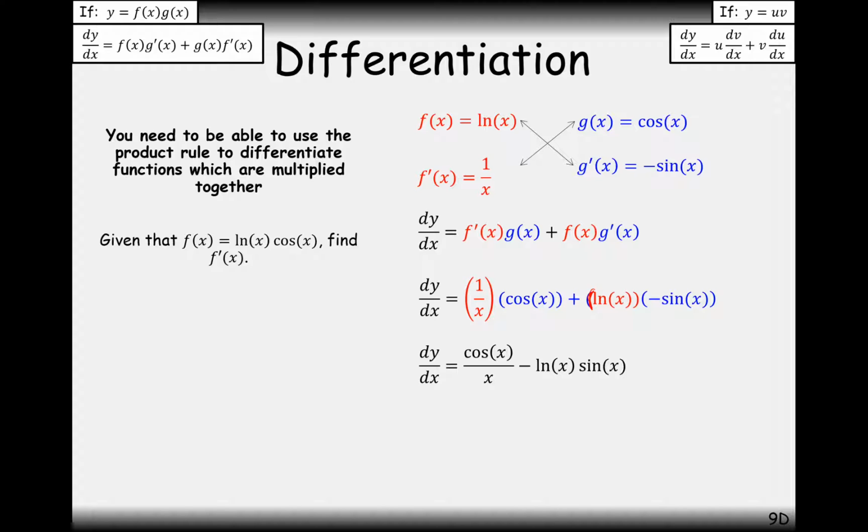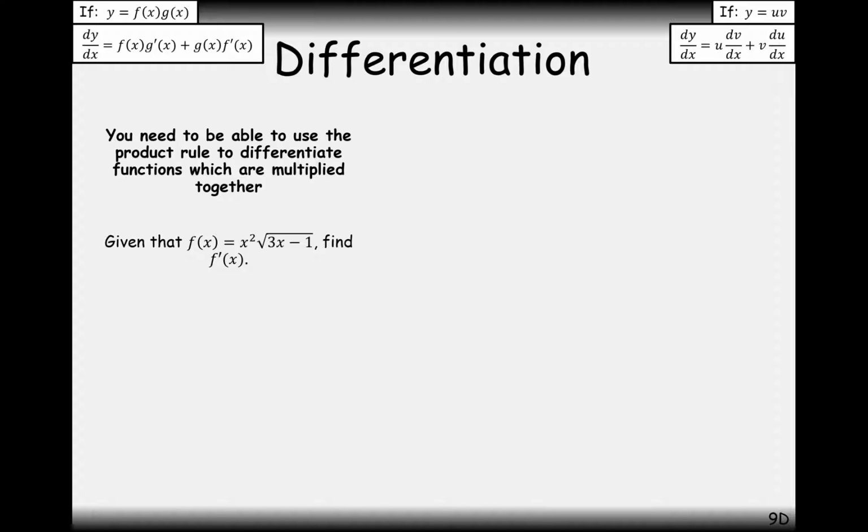Okay, so what's quite nice, I would rather do this in an exam and show that I know how to differentiate functions separately and then apply them into the formula, and it's quite a nice, neat way of showing your workings out. Final one then, x squared times the square root of 3x minus 1, and we're asked to differentiate this, so clearly two functions that are being multiplied together here.